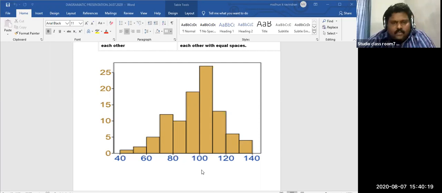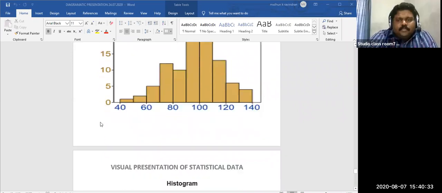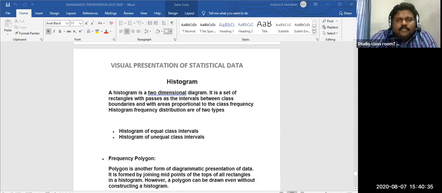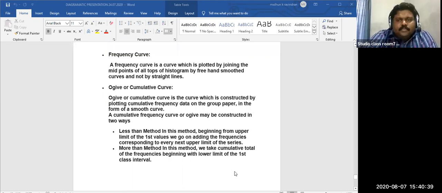So you can see frequencies here: 5, 10, 15, 20, 25. As frequency, you can depict that in the y-axis, OY-axis. Here it is the OX-axis. Okay, so here we are going to find out the differences between a histogram and a bar graph.